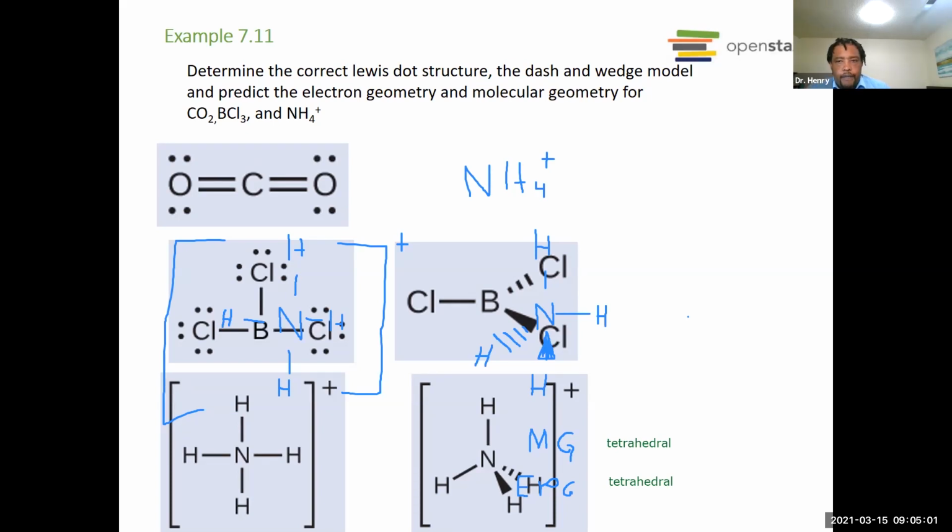For the EPG, it's always just the number of attachments that you have, lone pair or atoms. It doesn't matter. And then for the molecular geometry, it's the atoms that are attached, and it takes into consideration that the shape is altered by the lone pair. Make sense? Yep. Okay.